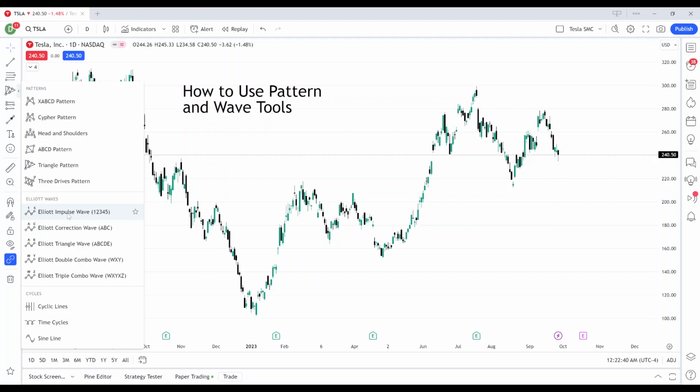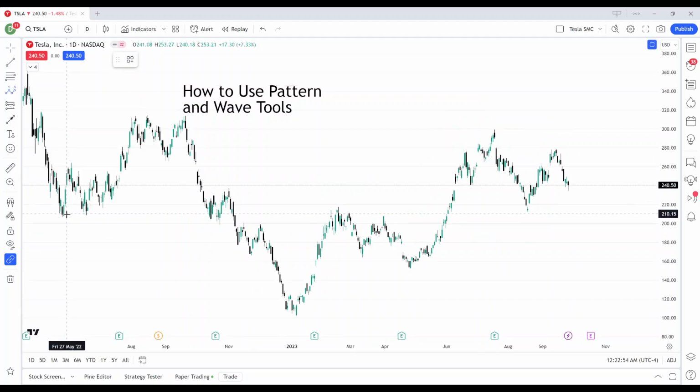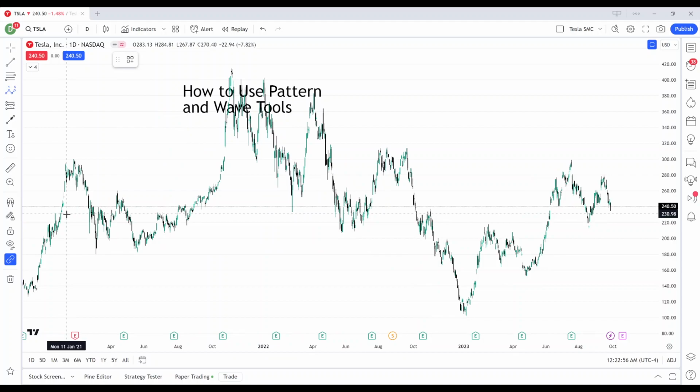But wave 1 is usually in the direction of the trend. Wave 2 is a correction. Wave 3 is in the direction of the trend. Wave 4 is a correction. Wave 5 is in the direction of the trend. So what I am going to show you is the possibility of this being a 5 count. Okay, so let's look at 1.